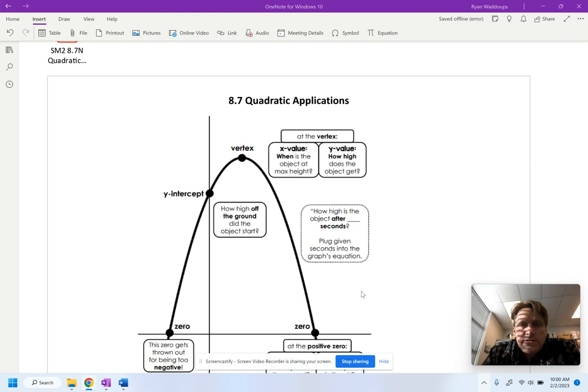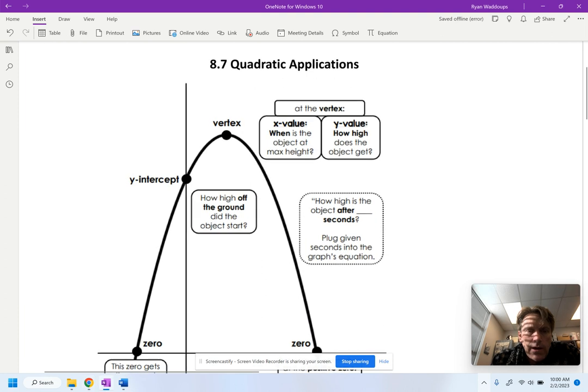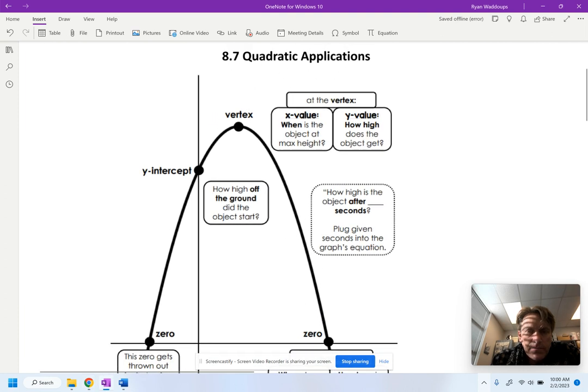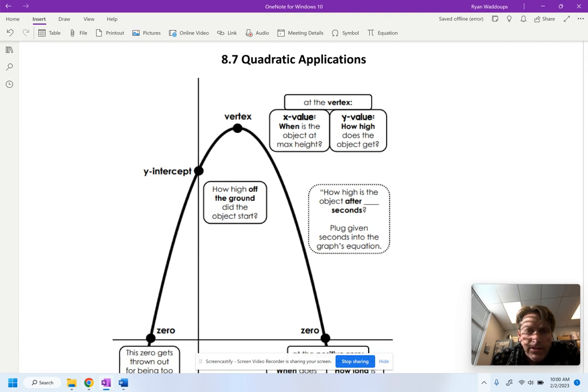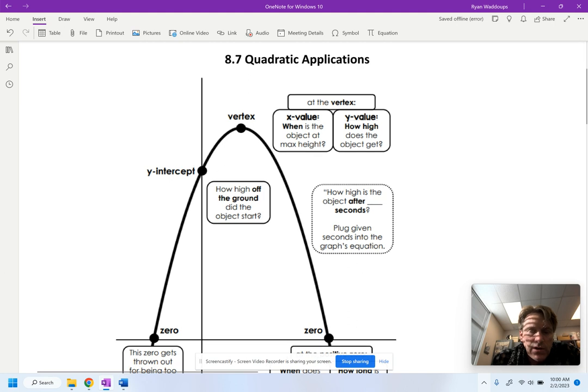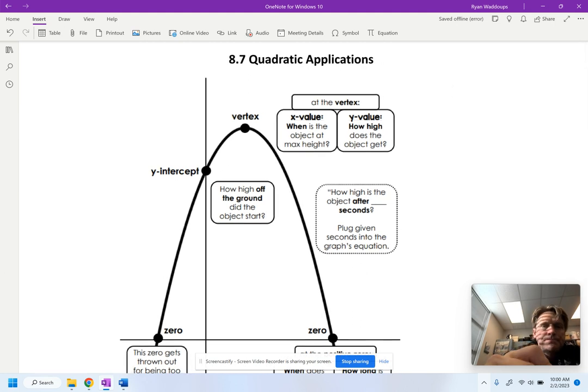Hello, welcome. This is a lesson on applications of quadratic functions, quadratic equations. This diagram points out some of the things that you might see in terms of what is called projectile motion.